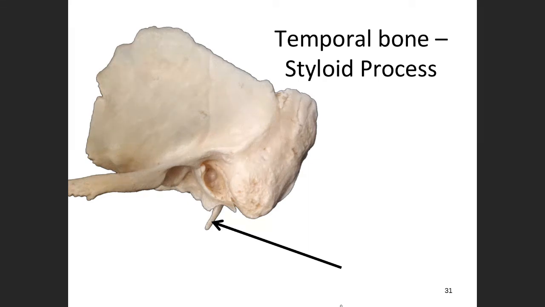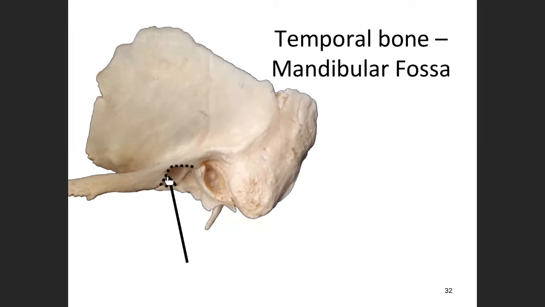Then we go anterior to the auditory canal there, and we see this little indentation or depression right in here. That's referred to as the mandibular fossa. That's where your mandible will articulate with your skull, and that forms what's commonly known as the TMJ, or the temporomandibular joint. The name of this joint tells you what bones articulate with one another to form the joint. So temporo coming from the temporal bone, mandibular, obviously the mandible, your jaw.